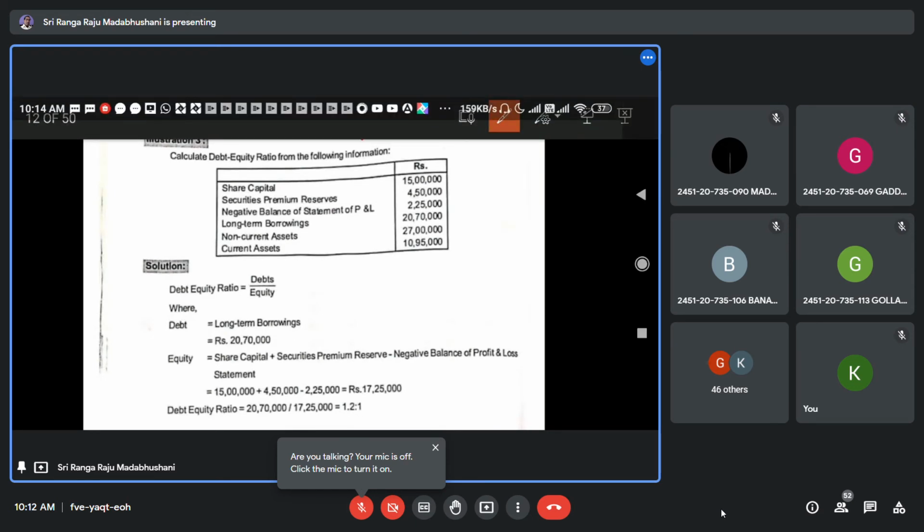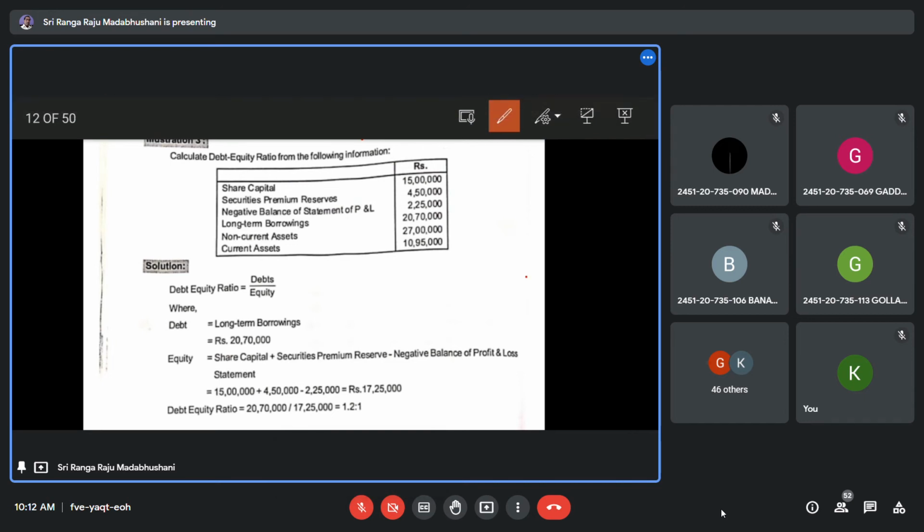The next one: find out the debt equity ratio from the following information: share capital, securities premium reserve. Whenever you find a reserve, treat it as owner's equity. Reserves, and the negative balance of profit and loss account. So this is a negative balance, so you have to subtract.